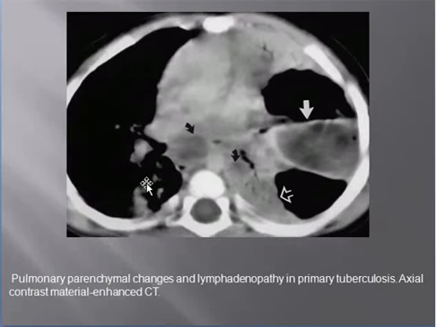Another CT, axial view. In this case, the pulmonary parenchymal changes and lymphadenopathy in primary tuberculosis. Axial contrast enhanced CT shows the pleural enhancement, pleural thickening, cavitations, and lymphadenopathy with the curved arrows.